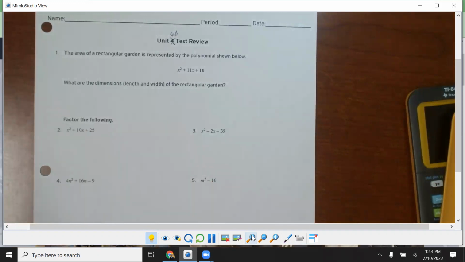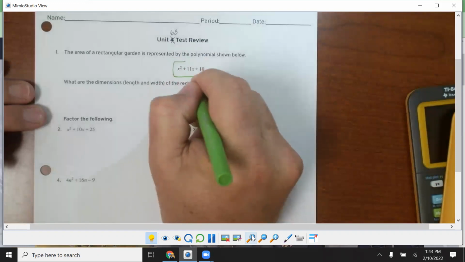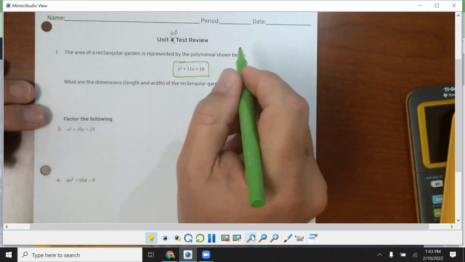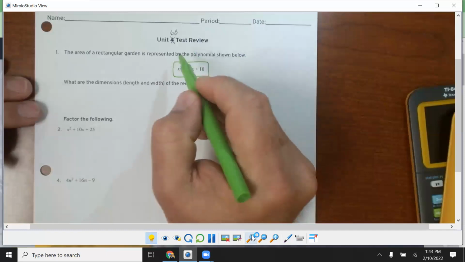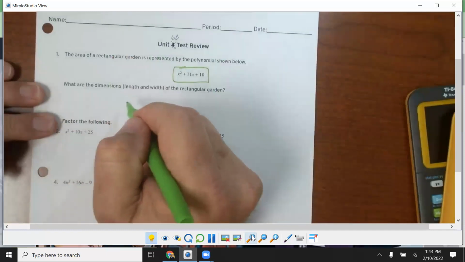All right, the first question is the area of a rectangle garden. So let's pretend we have a little rectangle garden here. All right, there's our little rectangle garden. We can go in and smell the polynomials. All right, so anyway, we got our little rectangle garden. All right, it's asking us to find the length and width.